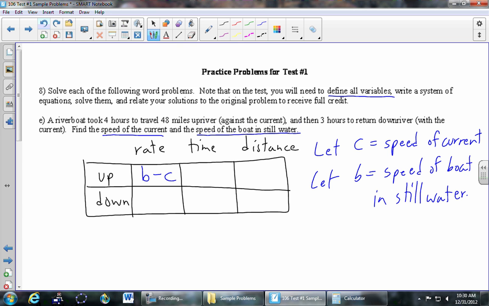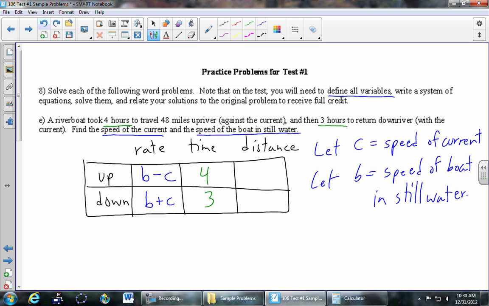And then when we go downriver, well, again, normally B is our speed in still water, but in this case, the current is helping us. So it gives us an additional boost of C miles per hour. Okay, the times are easy because they're given in the problem. So it says the time going upriver is 4 hours, and the time going downriver is 3 hours.